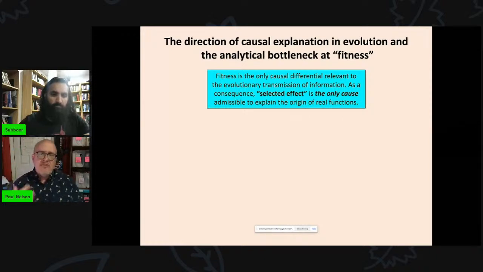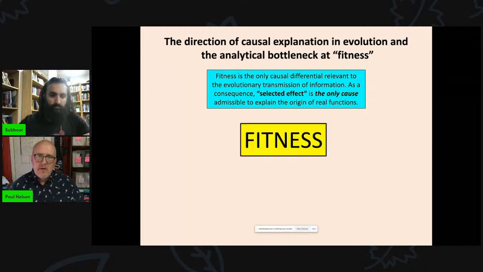Your role as evolutionary biologists is to explain the changes that we see in the fossil record, the changes that we see in current populations and so forth. And you go into your toolbox of possible causes. What do you find? What you find is fitness, causal differential. It's the only one relevant to the transmission of information. If you go extinct, or you don't leave any offspring, you are invisible to the process of evolution. And again, this applies across the board to all evolutionary theories.